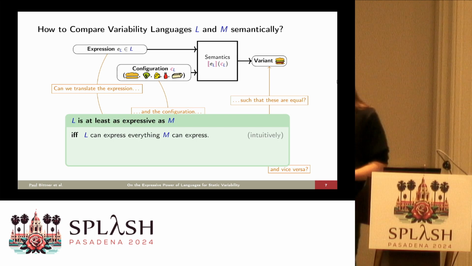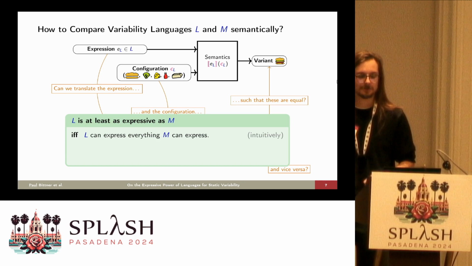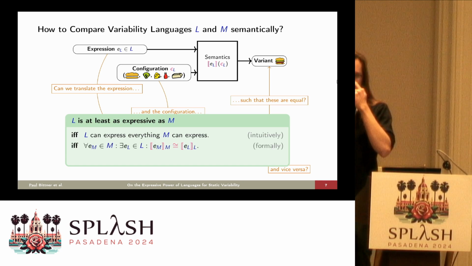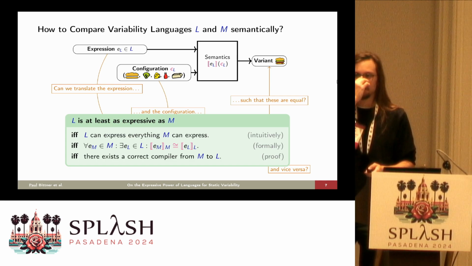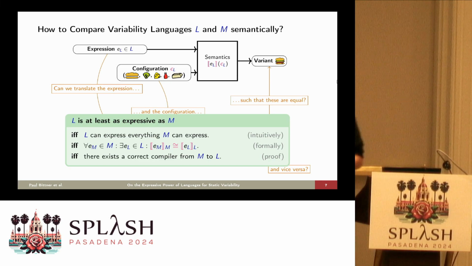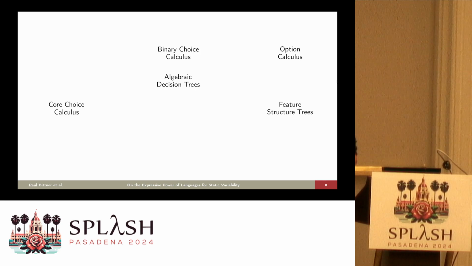Based on that, we formulate a criterion for expressiveness. The intuition is that a language can express everything another language can express when we say that this language is at least as expressive, which is a common notion also in the literature. Formally, this means for every expression in the second language, I get an expression in the first language that's semantically equivalent. And we can prove this by building a correct compiler. So if we compile M to L, we show that for every expression, we can find another expression. So given our world of languages used throughout the literature, it somehow looks like this. We now want to relate them, draw some arrows into this picture.